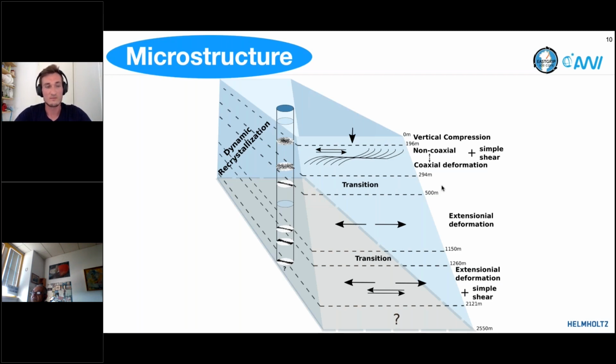It gets a bit more difficult when you look into the details, but I will skip this today. And yeah, we had to stop in August 2019 at 2,120 meters, and then COVID happened. So last year we couldn't go back to Greenland, and this year we also can't go back, but hopefully next year. And we hope to reach bedrock next year. So there are another 500 meters to be drilled. And of course, the most interesting part of the ice core, where the most deformation is going on.